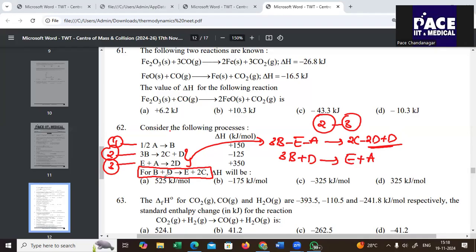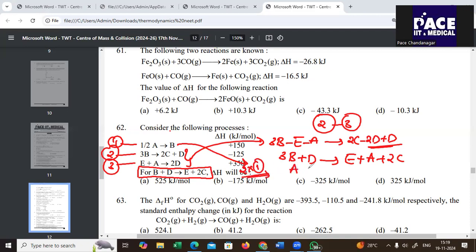Right, now what do we want? E I got on the right side, and 2C I also have on the right side, and B plus D I want. So here I have B plus D, but I have it as 3B. So what do we have to do now? I would just add, sorry, 2 times the first equation I would do. See, if I do 2 times the first equation, what do I get?